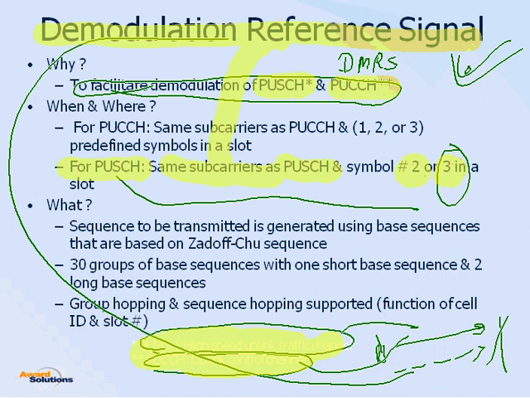The specific pattern that we send on the reference signal is again based on Zadoff-Chu sequences. It is better than sending some random sequence because they have good cross-correlation properties.